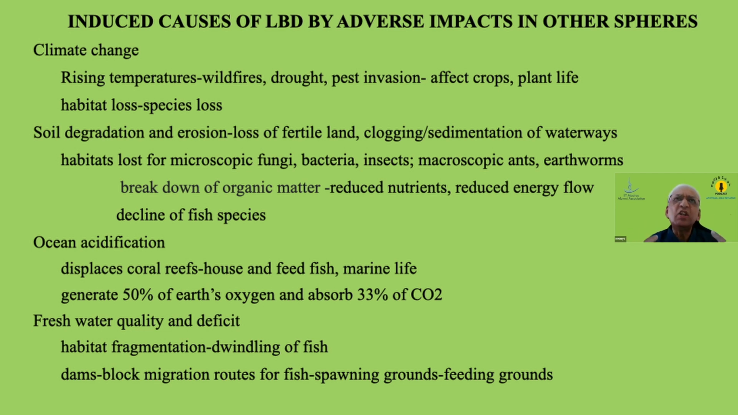Now, what happens? The soil, you must remember, is a complex web of microorganisms and macroorganisms which we can't see. There are millions of species under the soil. We know so much about climate change, what's happening in the climate, but we have very little knowledge of what's going on below the soil. So the habitats for all these microscopic fungi, bacteria, insects get lost. Also for the macroscopic ants and the earthworms. Then the breakdown of organic matter goes down, the nutrient in the soil goes down, there's reduced energy flow, and with sedimentation in the waterways, there's decline of fish species.